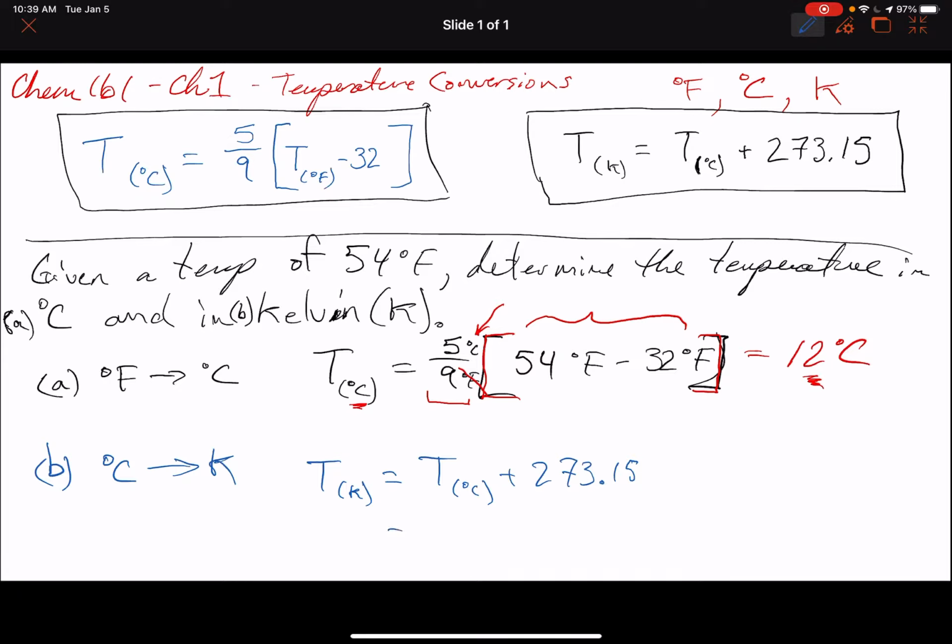Okay, so in this case, we would work with the 12 degrees C, and we would offset that by 273.15 degrees, and this would give us a value of 285.15 Kelvin now for the temperature there.